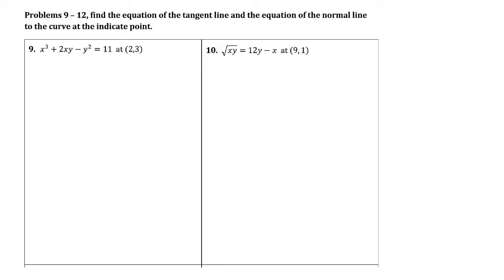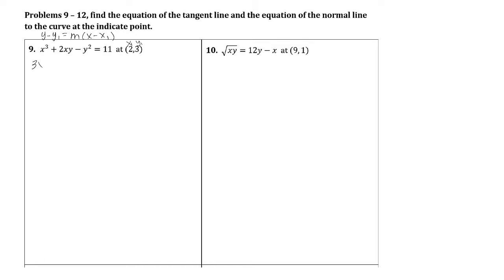And we do need to remember that's going to be y minus y1 equals m times x minus x1. And so we know what our x1 is and we know what our y1 is, but we need to do our derivative to find our slope. So let's go through that.